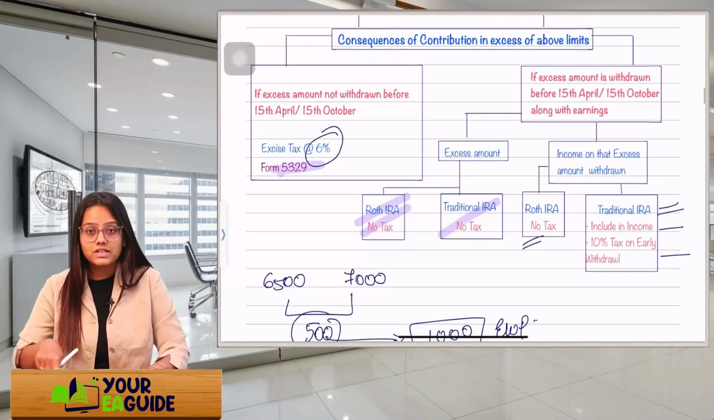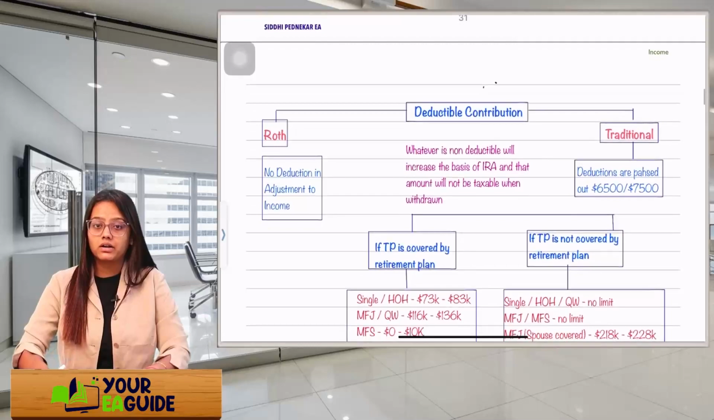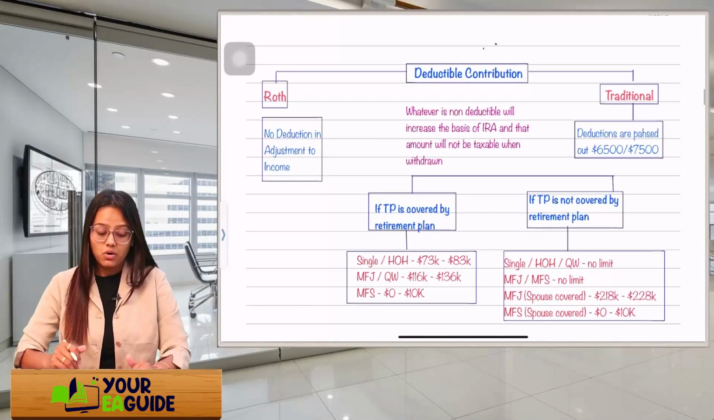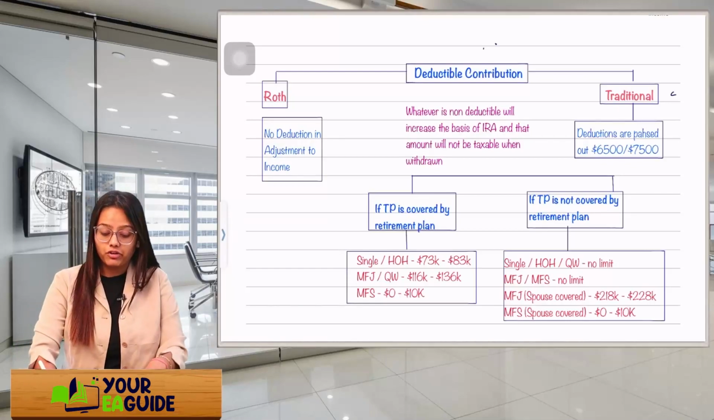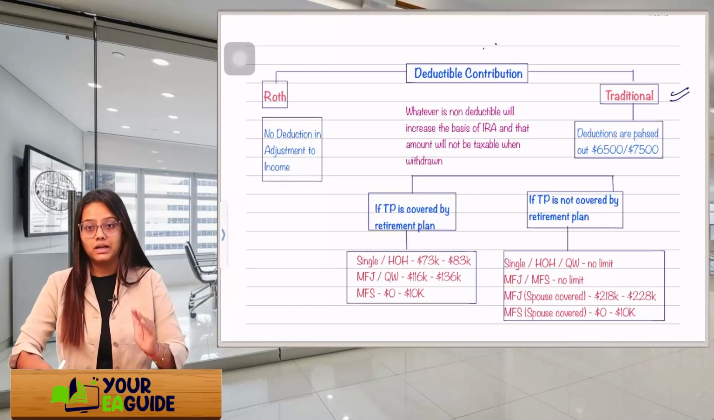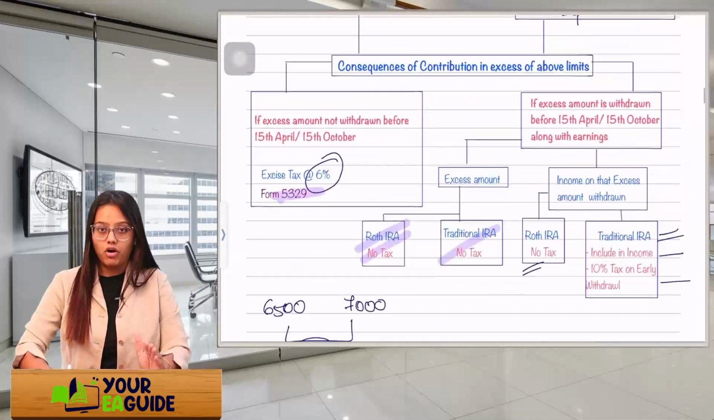Now out of this contribution, how much will be deductible? Let's look at the next page. One is Roth IRA, where nothing is allowed as a deduction. So no need to look at any conditions. Whatever you contribute to the Roth, you get no benefit at the time of making the contribution. But for a traditional IRA, you can get a benefit for all the contribution.